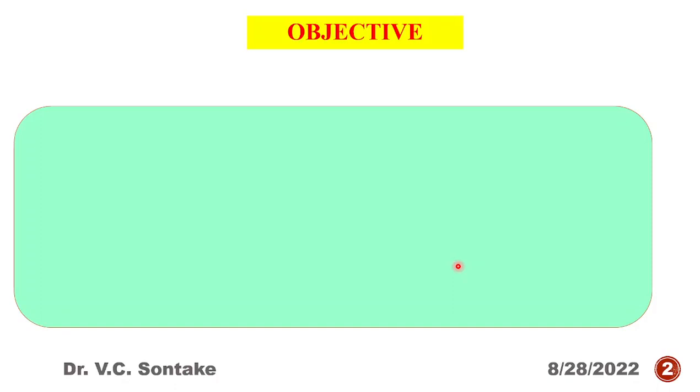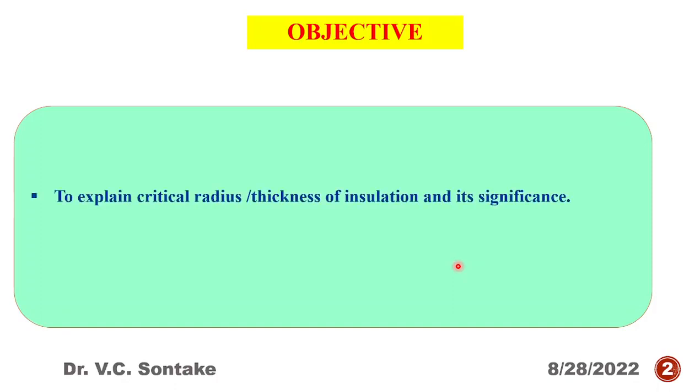The objective of this video lecture is to explain the concept of critical radius or critical thickness of insulation and its significance with regard to the heat transfer rate. So let us first find out what is the effect of providing insulation layer on the heat transfer rate through the body over which this insulation is provided.